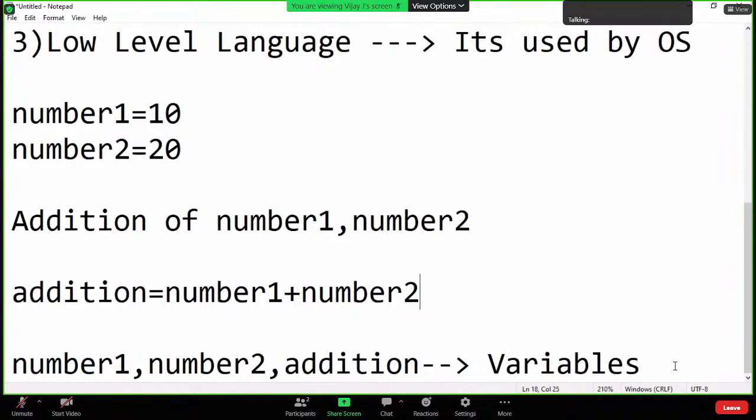These are called variables. I can use a variable for storing some information. For example, what is the first variable here? Simple. I can tell that number one is the first variable.